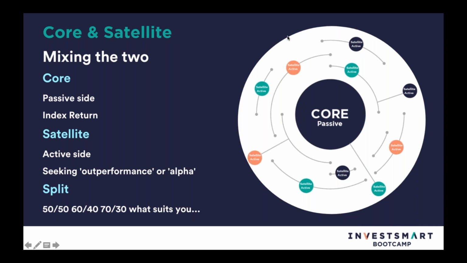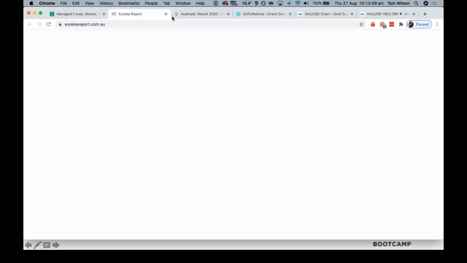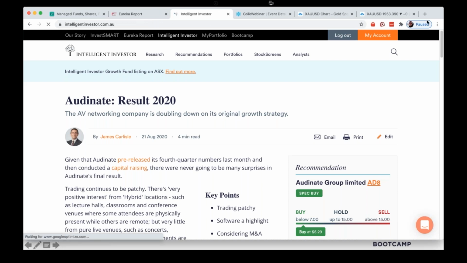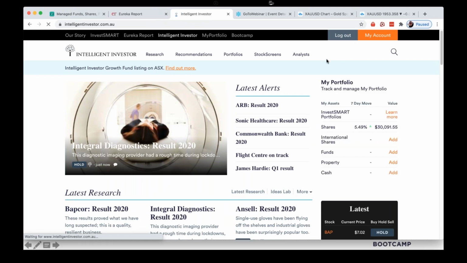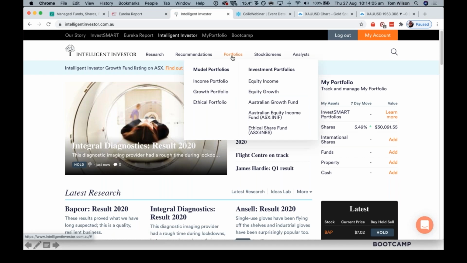We'll jump across to the website just so I can show you what I'm talking about. So you've got Nathan's team at Intelligent Investor, and they've got their portfolios here. If I click on portfolios, you can see they've got model portfolios on the left. Model portfolios are just examples of their income, growth and ethical portfolios, so we can actually see what's inside them.